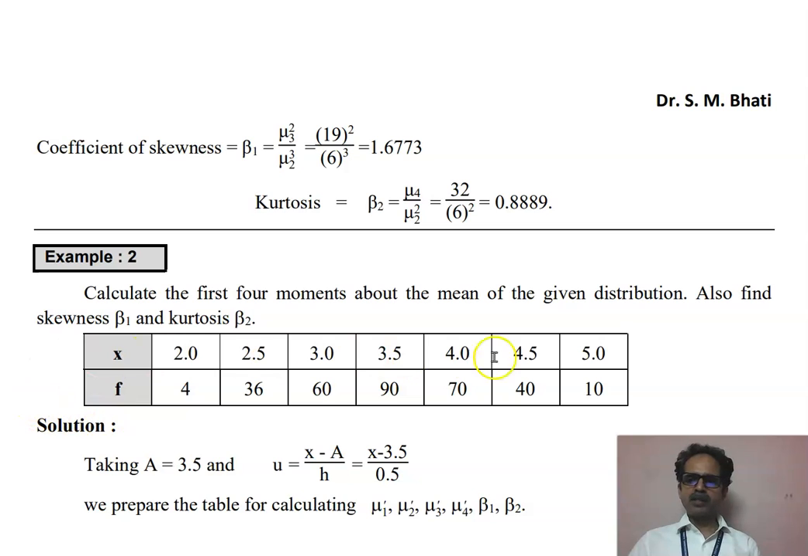First you have to understand this table. This table is a frequency distribution table. It is a discrete frequency distribution table. The value 2 has a frequency 4, 2.5 has a frequency 36, 3 has a frequency 60, 3.5 has a frequency 90, and so on, right?